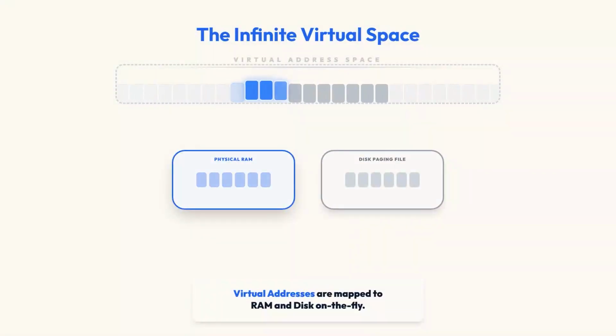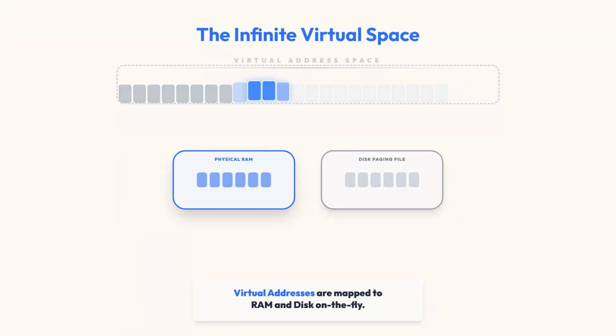In the next video, we'll talk about something called virtual memory, where the operating system creates the illusion of having more memory than actually exists. And once you understand this, you'll see how your system runs huge applications even with limited RAM.